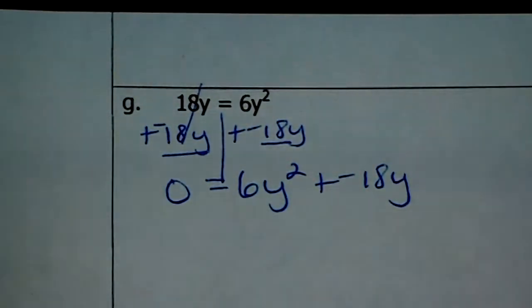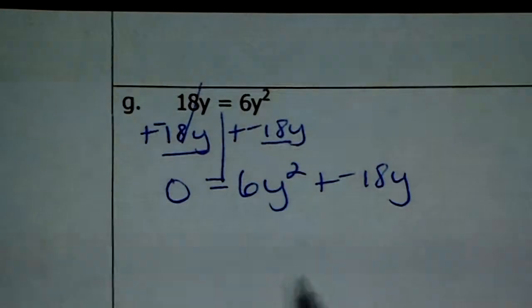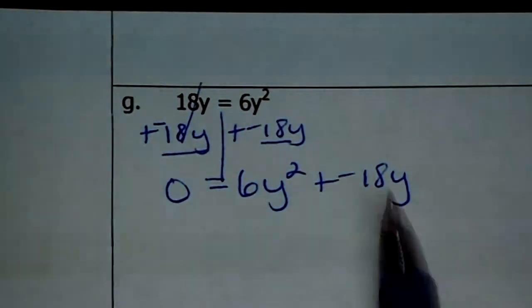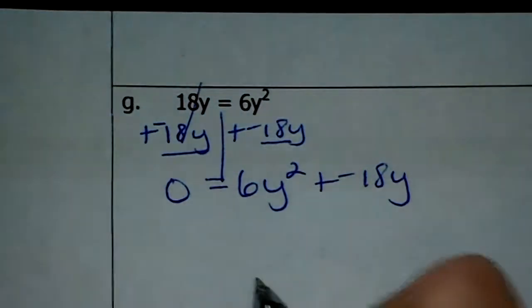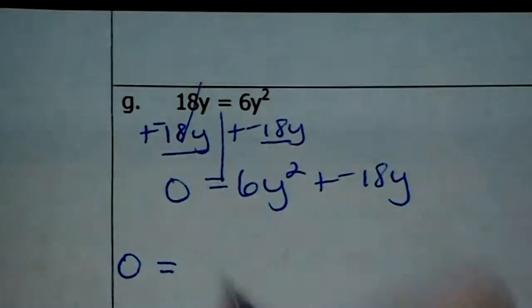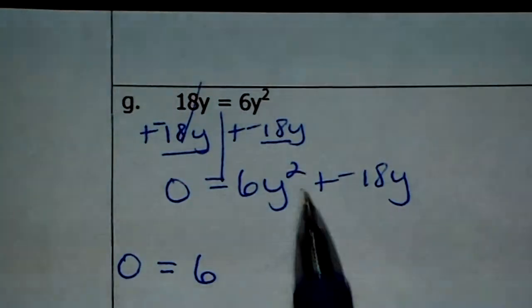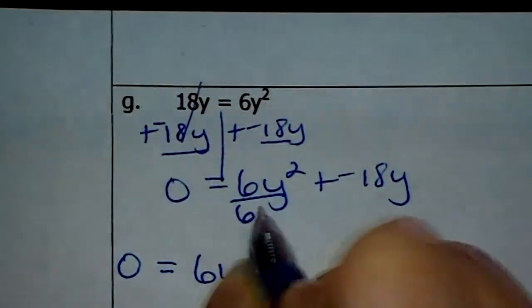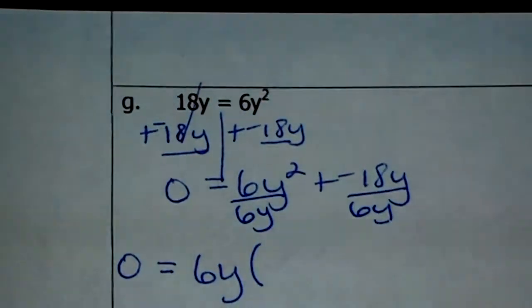Same way. It's okay that the 0 is on the left. Honestly, it's no big deal. I'm going to do this the same way. What's the largest digit that will divide evenly into 6y squared and negative 18y? Well, as far as the 6 and the 18 go, I know that 6 is the largest digit. So I'm going to put my 0 equals. Okay? And then they both have at least one y, right? So that means that y is part of the GCF. I need to divide each term by 6y.